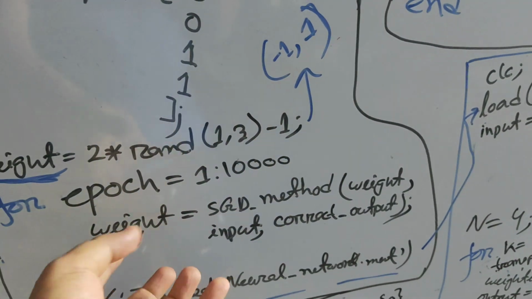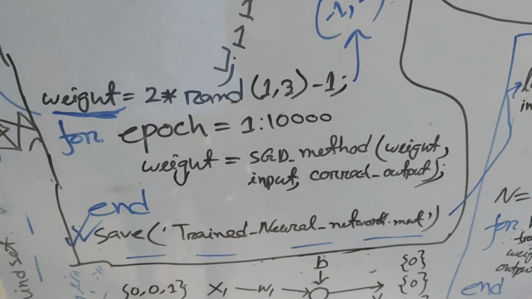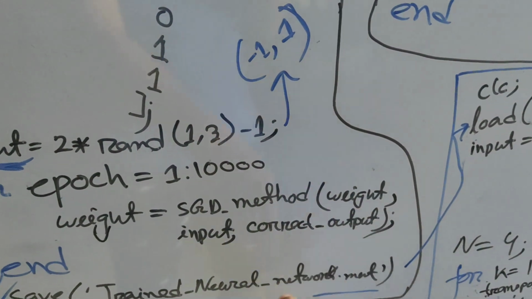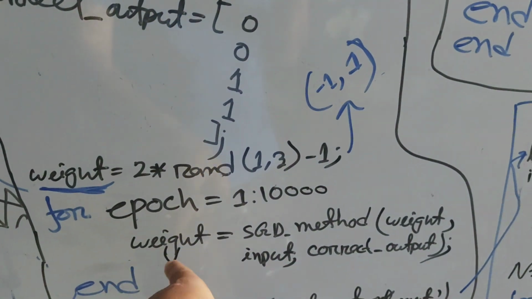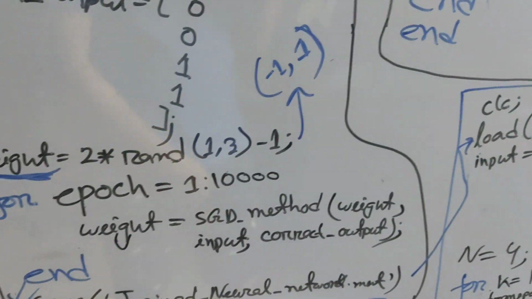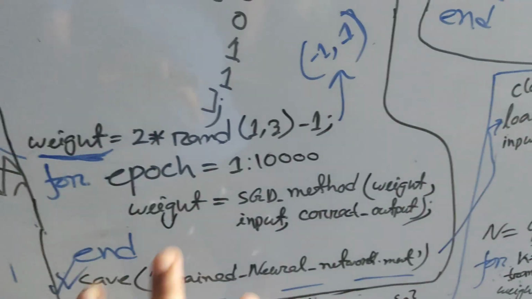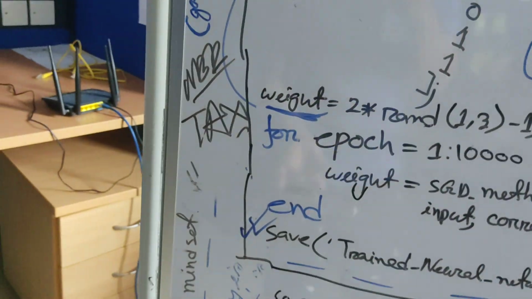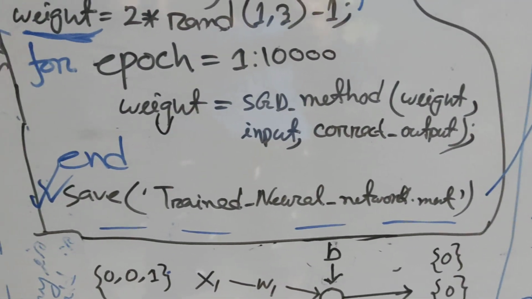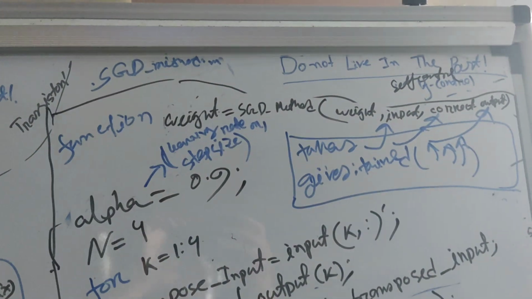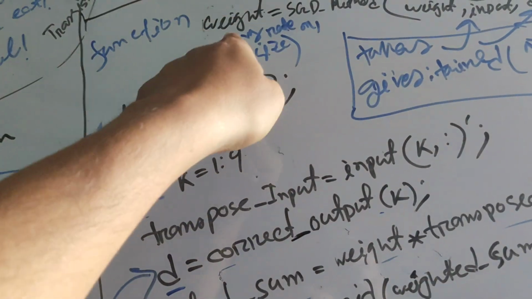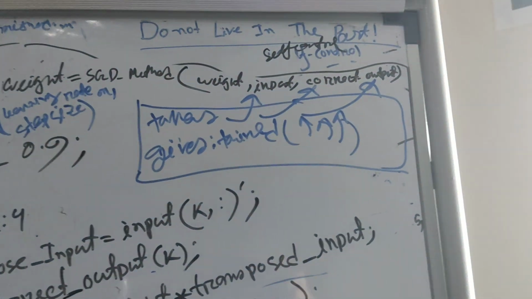So we send the weight to another training method, like the SGD method, where it takes the weight from here, then the input, this one, and the correct output, and finally it will save. Just wait, we'll save later. So let's jump to here. This is the method. This comes from here and goes to there. Nice handwriting. So weight equals SGD method.